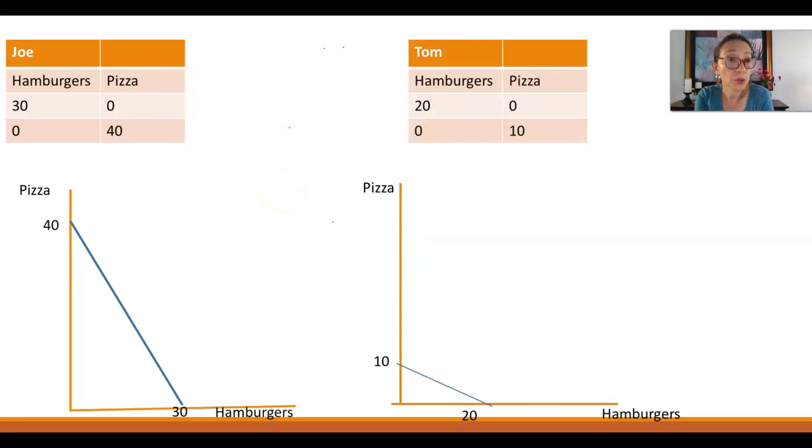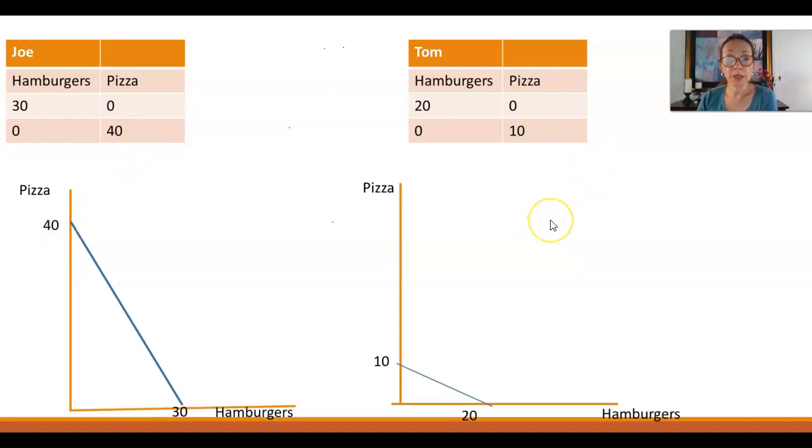Let's graph Joe's production possibilities curve. Joe can produce 30 hamburgers and 0 pizzas. If we put hamburgers on the x-axis, he will be producing 30 hamburgers and 0 pizzas. Or he can choose not to produce any hamburgers and 40 pizzas, which would be this point.